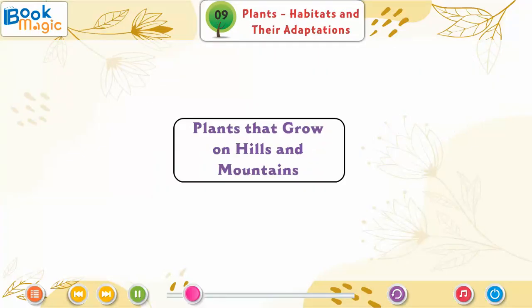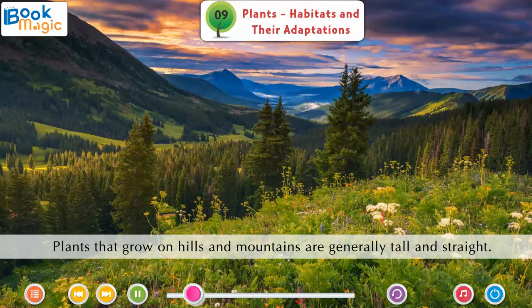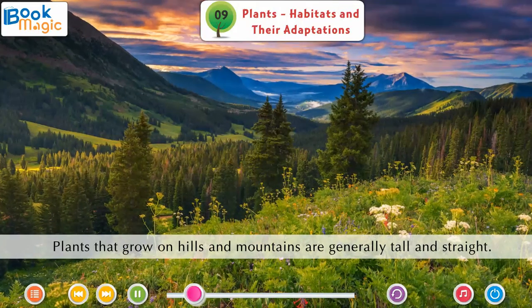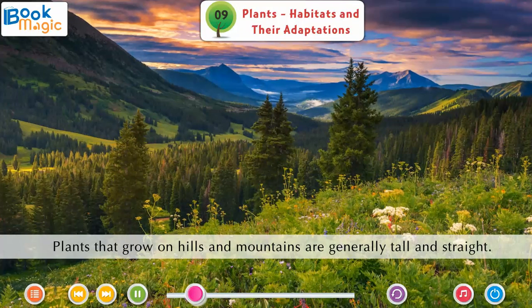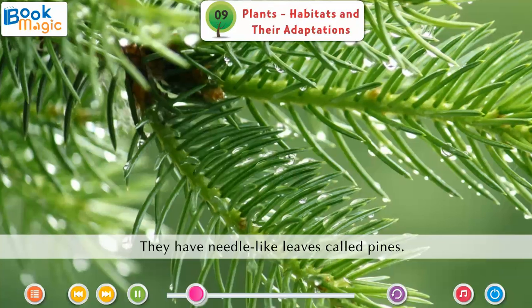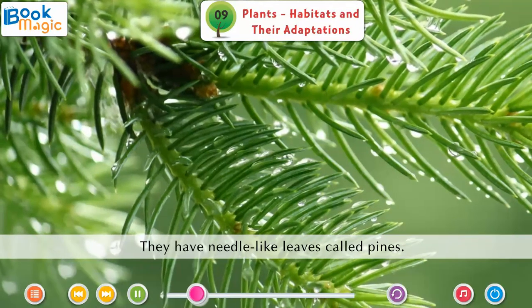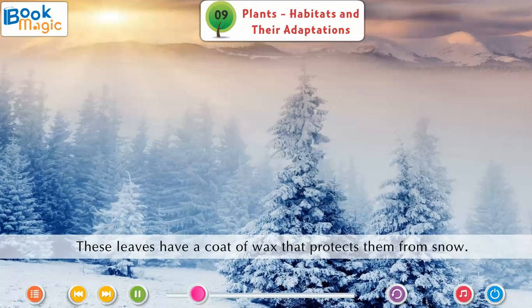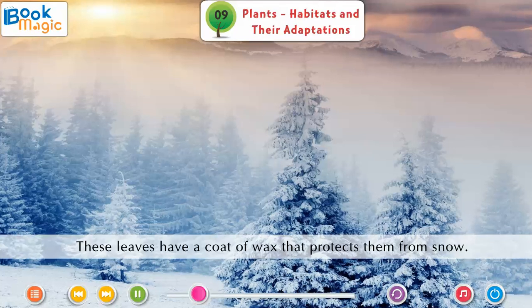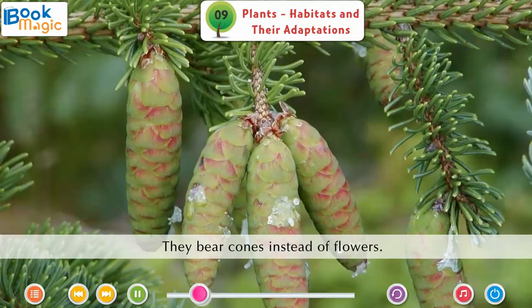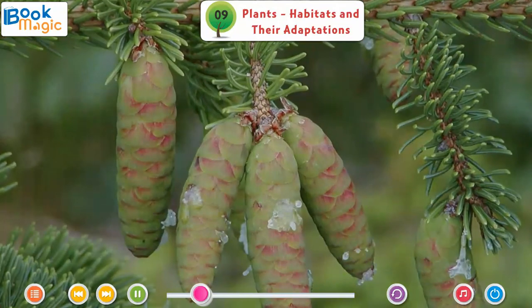Plants that grow on hills and mountains. Plants that grow on hills and mountains are generally tall and straight. They have needle-like leaves called pines. These leaves have a coat of wax that protects them from snow. They bear cones instead of flowers.